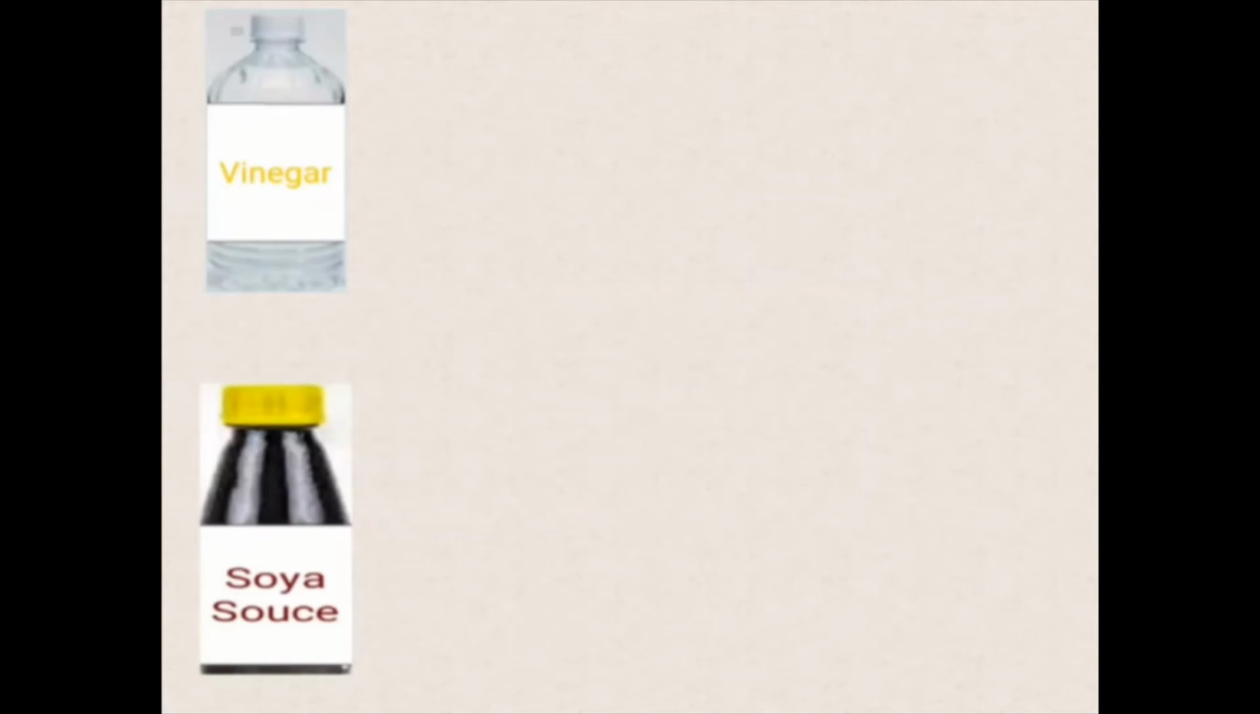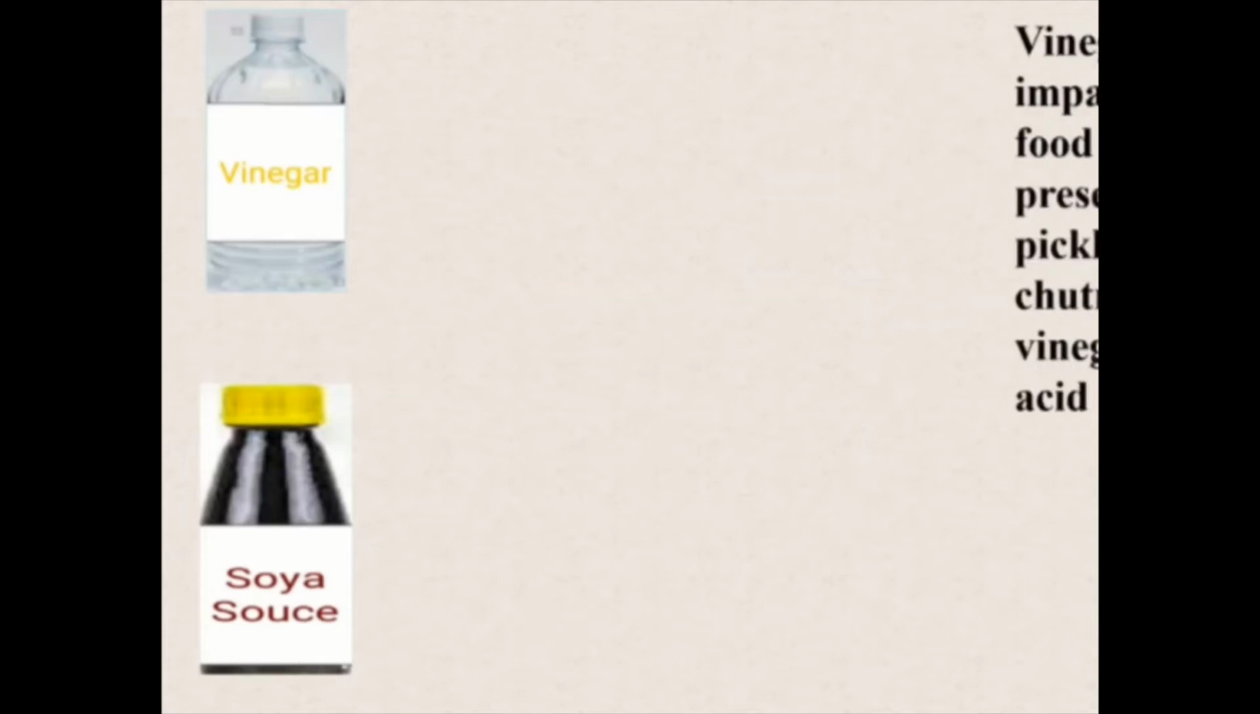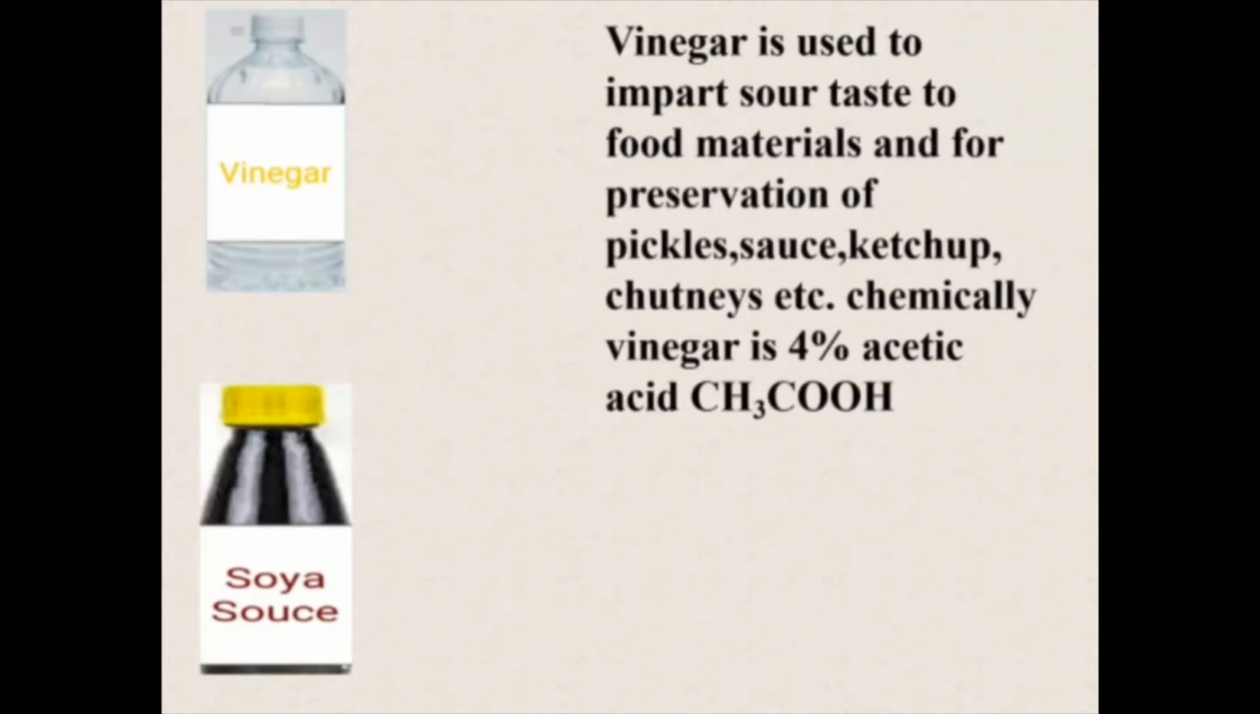Children, have you identified these products? Yes, this is vinegar and soya sauce. But how are they produced by microbial fermentation? Let's understand. Vinegar is used to impart a sour taste to food materials and for preservation of pickles, sauce, ketchup, chutneys, etc. Chemically, vinegar is 4% acetic acid.